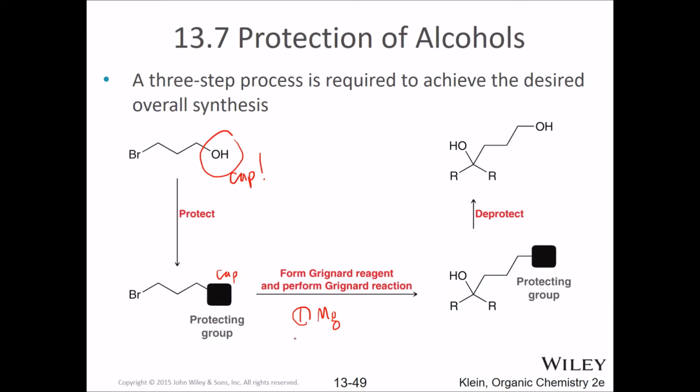Once you get your Grignard reagent, then you treat your carbonyl compound. And then we get this, right? Once we do that, we've got to chase it with water. We've got to protonate. We've got to add that proton on the end. After we do that, then we deprotect. We take the cap off. And then we got it. We got what we need.